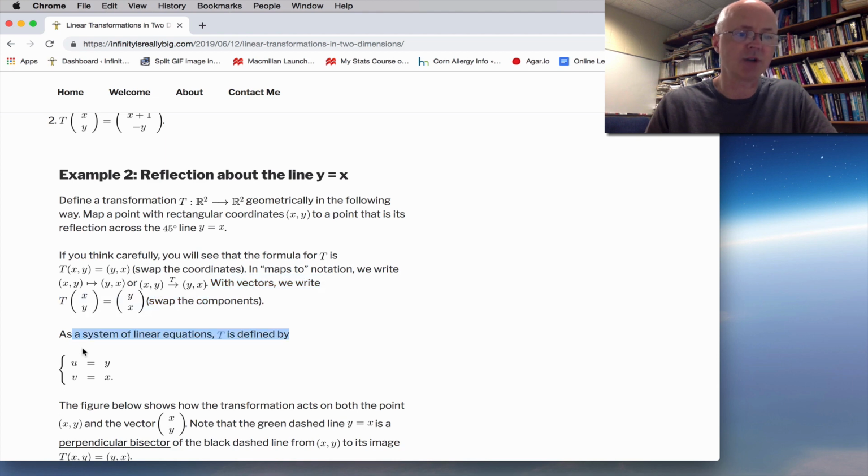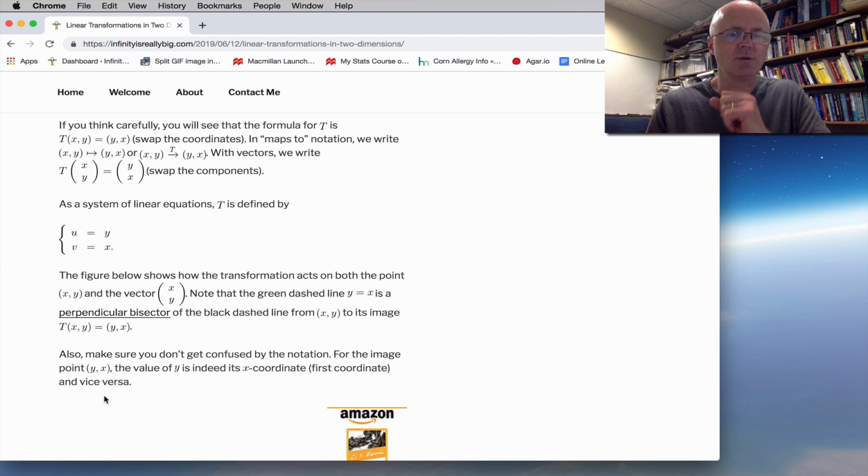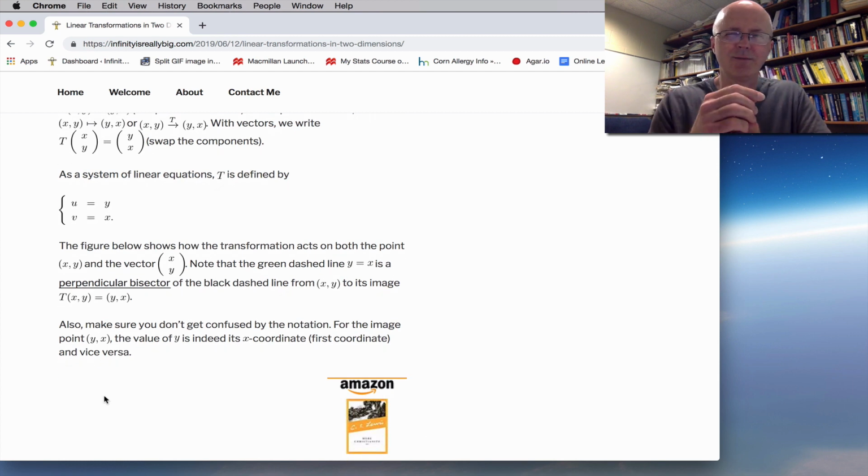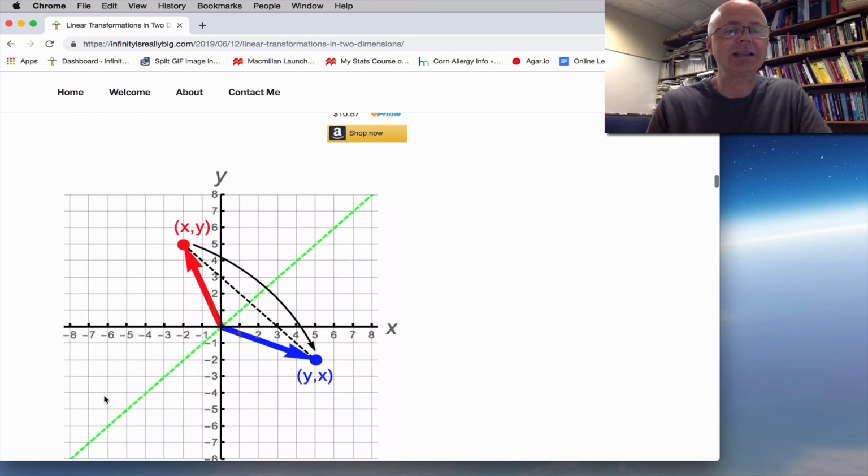As a system of equations, you can write it this way, that you see here. Don't get confused by the fact that we've put the y first and the x second. We've swapped the coordinates. For the output, y ends up being the first coordinate of the output point, and x ends up being the second coordinate. That is okay to do.